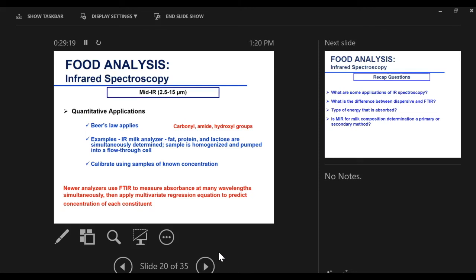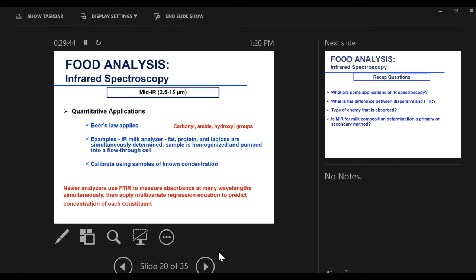But they would show us how they actually prepare the milk samples. They reconstitute milk samples with different concentrations of protein, different concentrations of fat, and lactose, so that they can build their own standards. And they run them with the analytical assay, and then they calibrate their IR instrument accordingly.